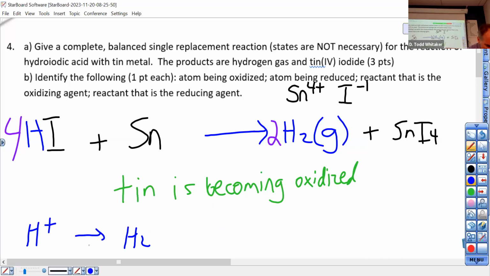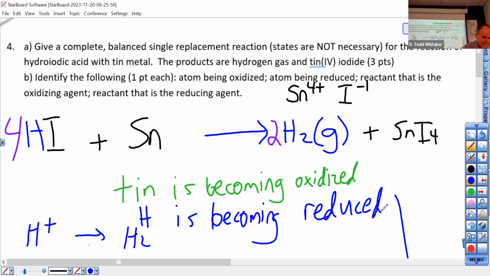I got this big line here. Okay. And I would do the agents to the right. You don't have to. If tin is becoming oxidized, then it must have caused the other thing to become reduced. So you're going to say, and the way I want these written, tin, the thing that became oxidized, had to reduce the other thing. It's the reducing agent. Tin is becoming oxidized and is the reducing agent.